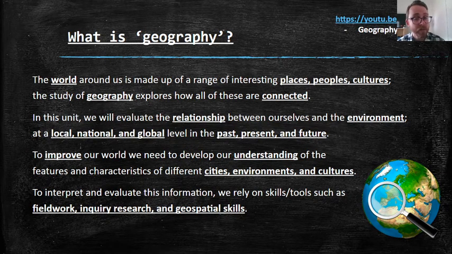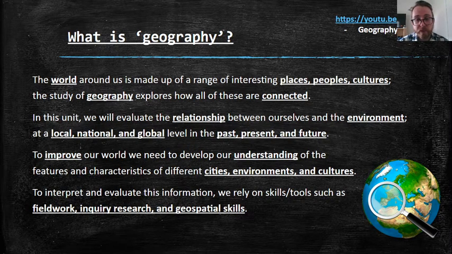That's what geography is about, looking at not just what's out there, but how is it all related? How is it all connected? In this unit, we will evaluate the relationship between ourselves and the environment at a local, national, and global level in the past, present, and future. Similar to history, studying the past or studying the present can help us improve the future.